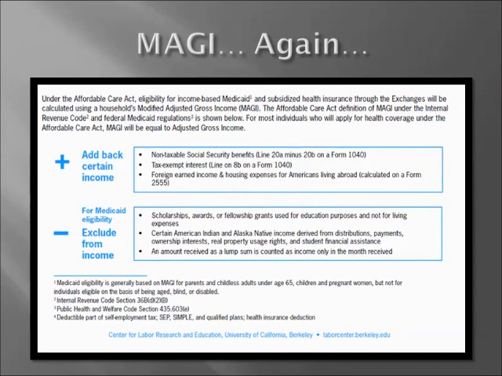Now, MAGI introduces the following modifiers to add back certain income, such as non-taxable Social Security benefits, tax-exempt interest, foreign income, and housing expenses. Also, for Medi-Cal eligibility, a person is able to exclude scholarships, awards, and grants, American Indian or Alaskan Native income, and lump sum amounts counted as income only in the month received.